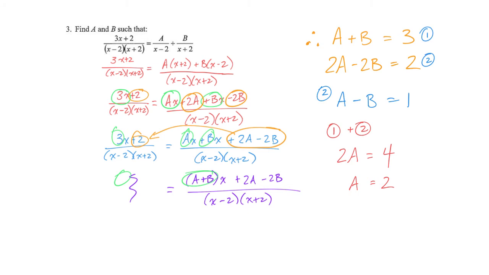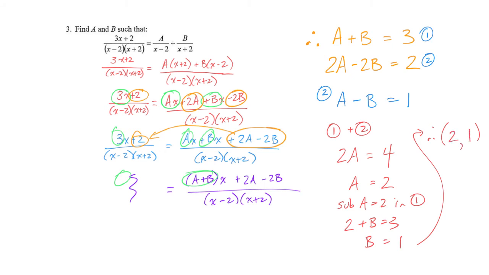I like that because now I can sub a equals 2 back into one of my originals, and I'll go back into equation 1. That one seems simplest. So I have 2 plus b equals 3, and therefore b equals 1. So the question asked me to find a and b. I've now found a and b. I just have to state them in alphabetical order. So my a value is 2, my b value is 1.